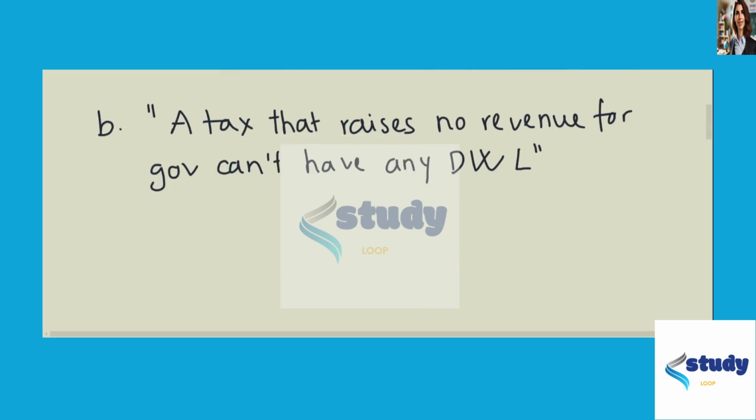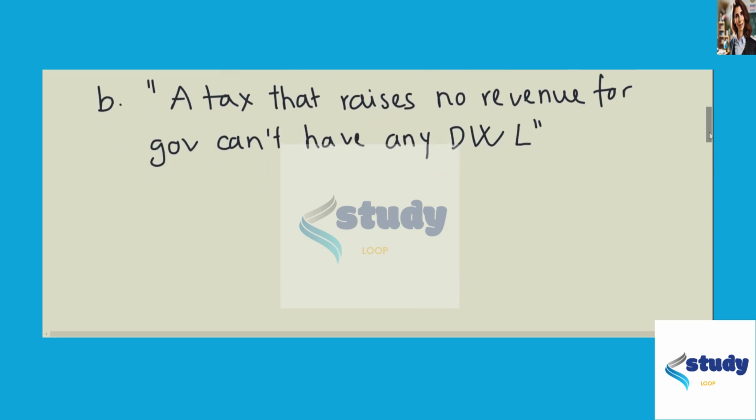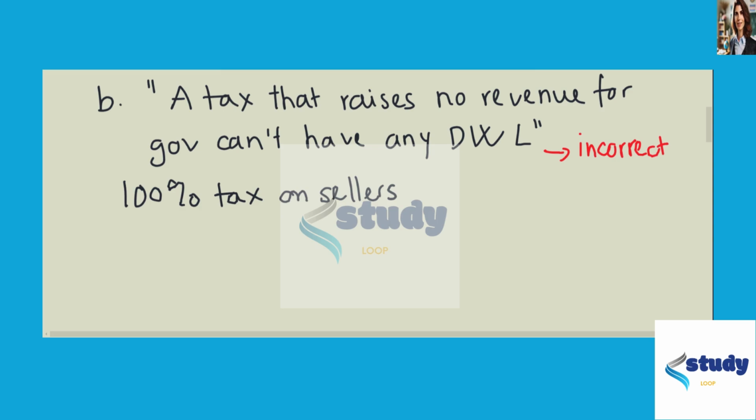That is part A, and in part B, a tax that raises no revenue for the government can't have any deadweight loss. This is also incorrect. A counterexample is the case of a 100% tax imposed on sellers. The sellers, in this case, will not supply any of the goods, so the tax will raise no revenue.